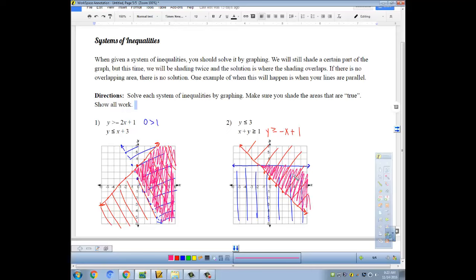So again, here 0, 0 would not be a solution because it's not in the double shaded area. But say 3, 1 is, because that would be in the shaded area.